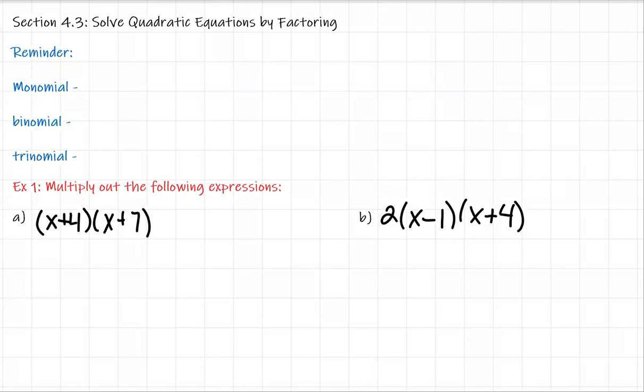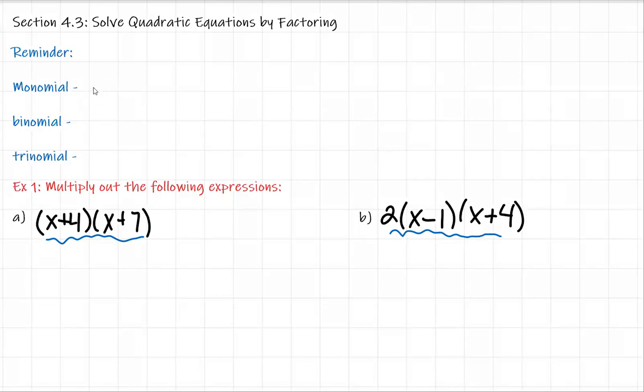Just as a reminder before we get started, because we're going to be using these terms a lot in the next few sections. A monomial is an expression. Whenever we have expressions, they're things where there's no equal sign. It's just a mathematical statement, like terms with some operations added to it, right?